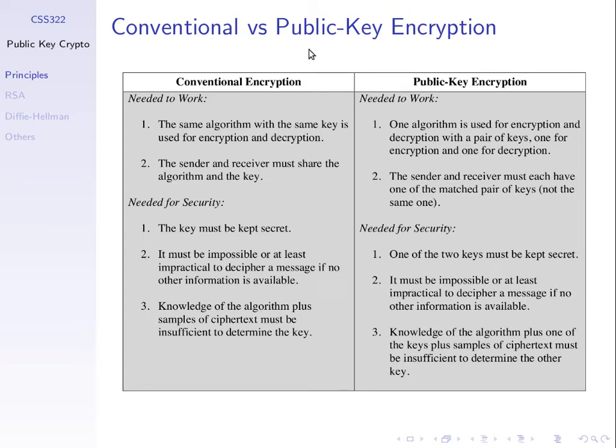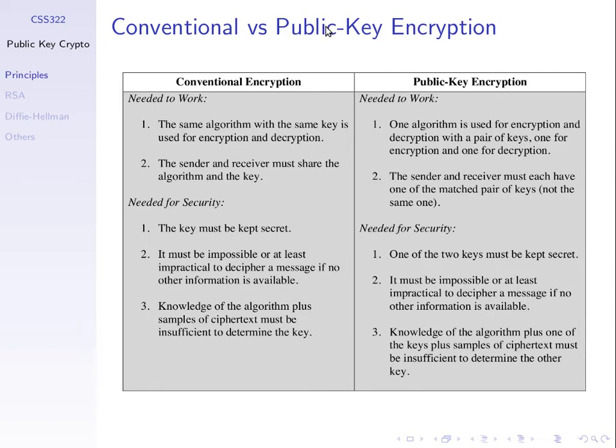In symmetric or conventional encryption, to provide security, we need to keep the key secret. Okay, that's important. And some of the things we've seen, it must be impractical to find the message if there's no other information known. That is, given the ciphertext, it must be hard to find the plain text. And given knowledge of the algorithm and even some past samples of ciphertext, so from previous ciphertext, it should be hard to find the key. That are our normal requirements for symmetric key cryptography.